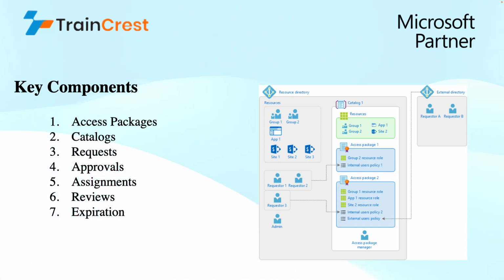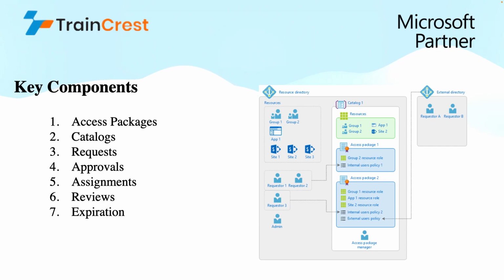Number four is approvals. So requests can be configured to require approval from the designated approvers or the supervisors before granting the access to the resources. Number five is assignment. Once this is approved, then access is granted to the users, and typically for a defined period we assign that access so that users do not retain that access for longer than defined. Number six is reviews. Access can be periodically reviewed to ensure that it remains valid and necessary. Number seven is expiration. So it ensures that access can be automatically revoked after a specified duration.